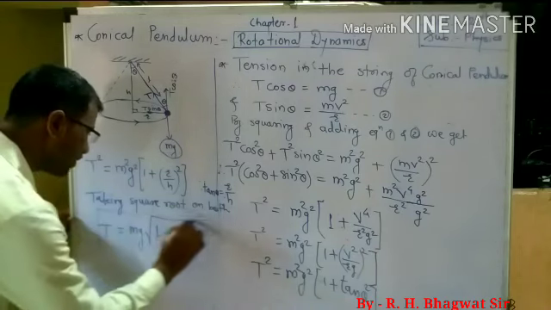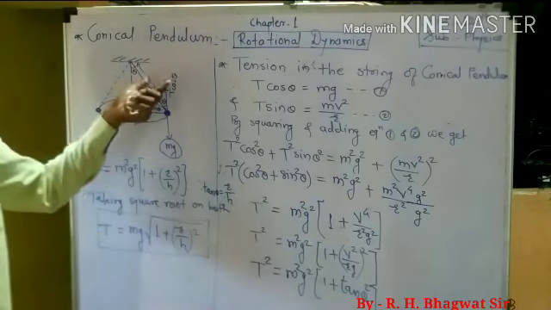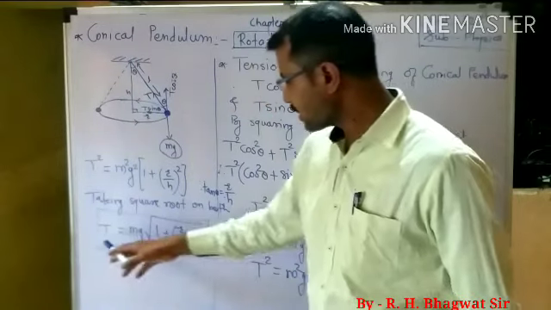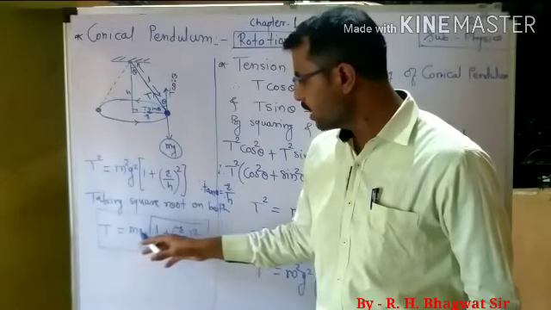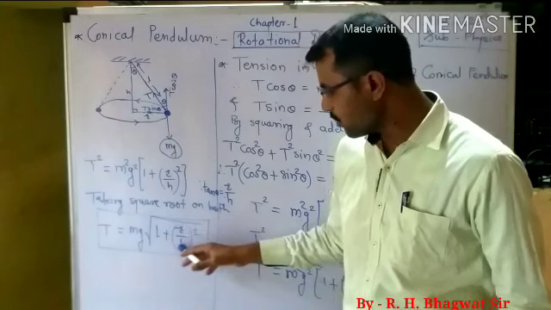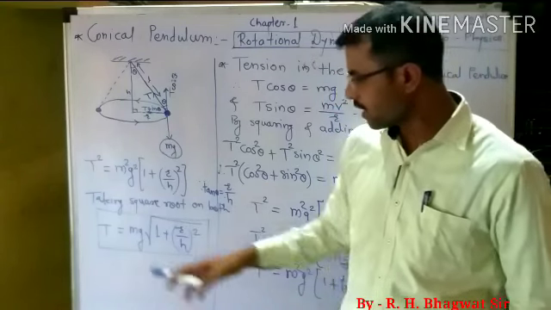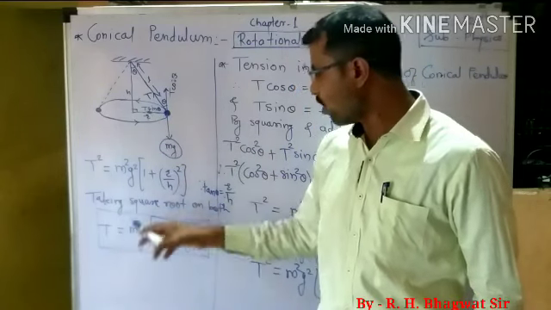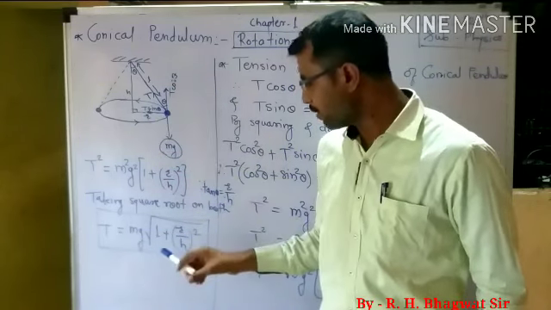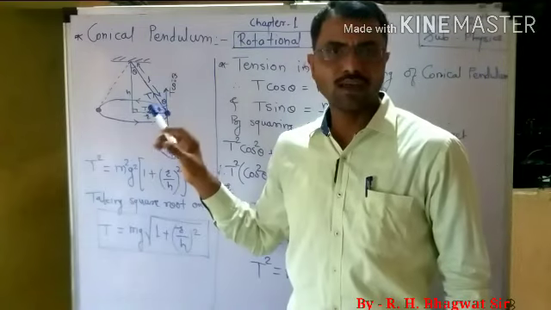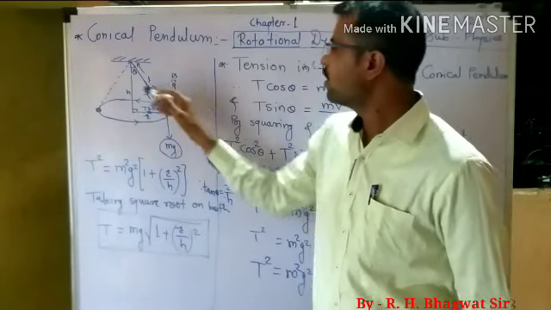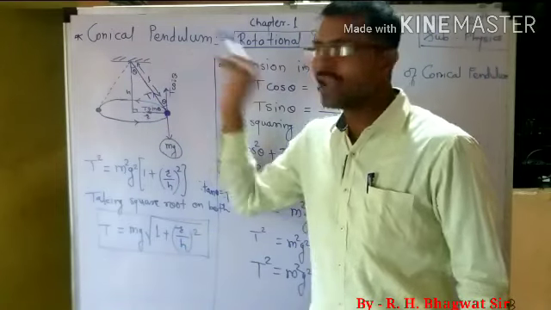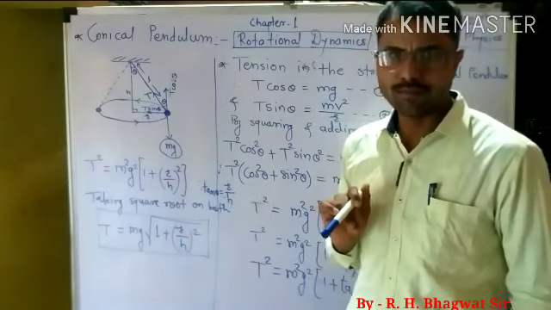This is the required equation for tension in the string for the conical pendulum, having the formula tension T is equal to mg under root 1 plus (r upon h) bracket square, where T is the tension in the string, m is the mass of the bob, g is the acceleration due to gravity, r is the radius of the circle along which this bob performs circular motion, and h is the vertical height of the conical pendulum.